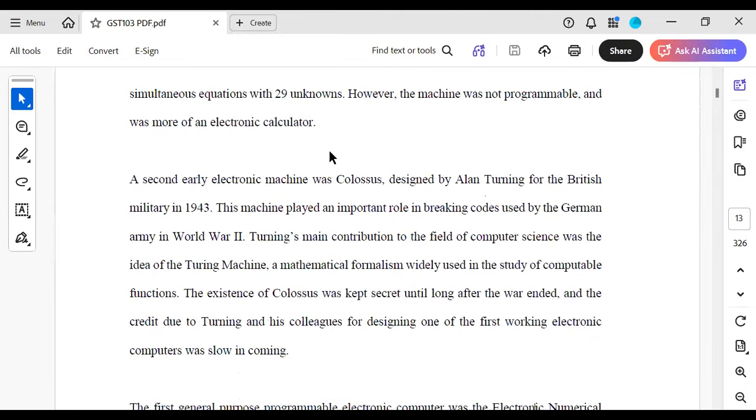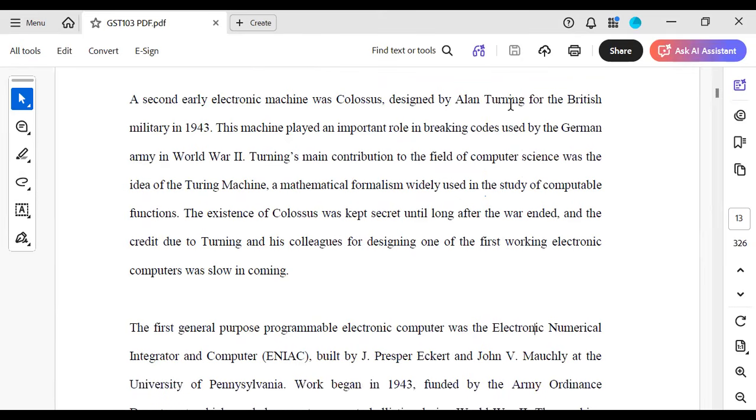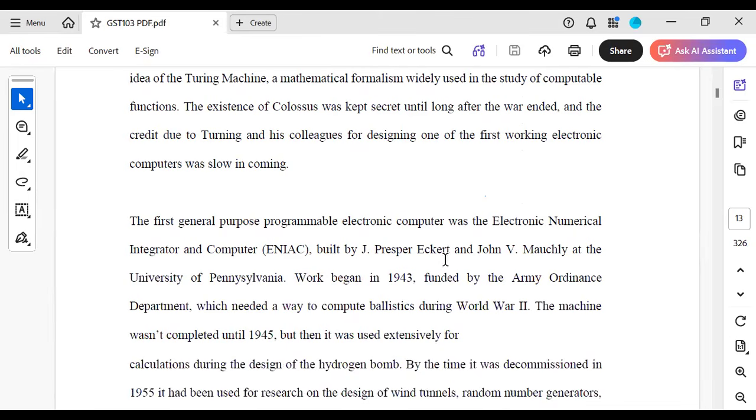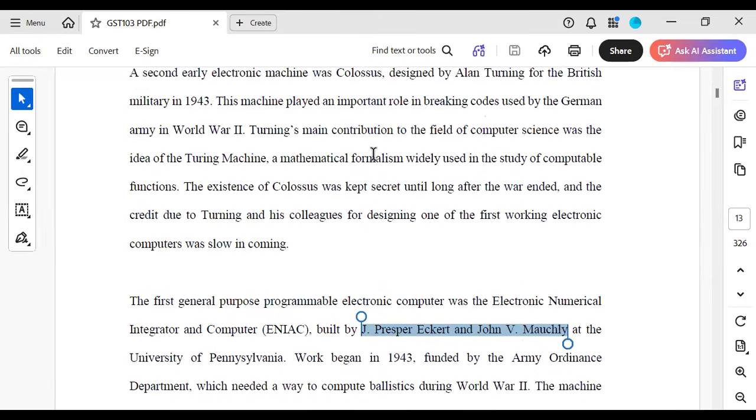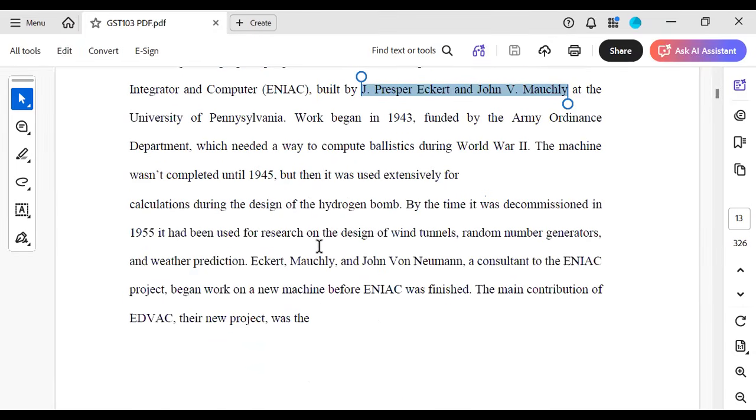Okay, so the difference between the work of J.V. Atanasoff and Alan Turing, and Presper Eckert and then John V. Mauchly. The difference is that the combination of these two guys is programmable. Theirs is not just an electronic computer, but it is programmable. The others, like Alan Turing, his is just an electronic machine. The same with that of Atanasoff.